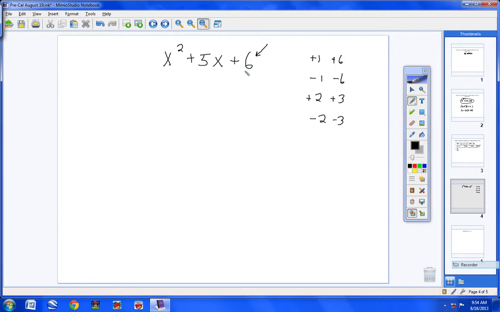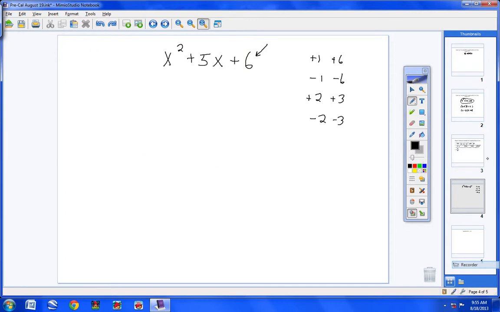But I listed out all the factors of 6. And I did each one twice. 1 and 6, 1 and 6, 2 and 3, 2 and 3. And then I looked at my sign and I said to myself, okay, self, if I've got a positive 6, I need a positive times a positive, negative times a negative, positive times a positive, negative times a negative to give me positive 6s, okay? All right. Now, let's continue on.